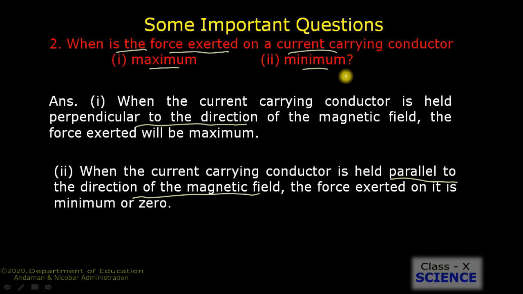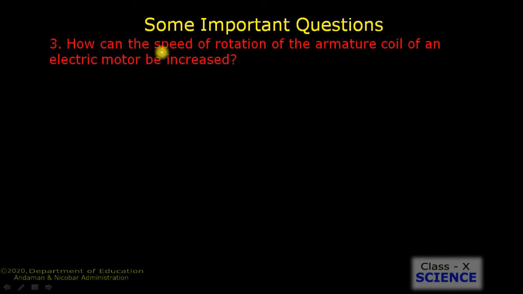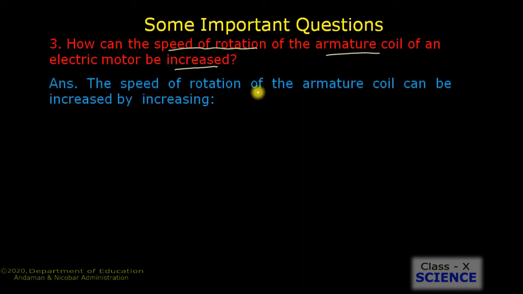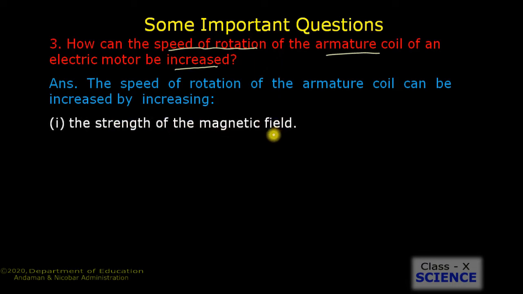Now let us see the third question. The third question is, how can the speed of rotation of the armature coil of an electric motor be increased? Now we have discussed the electric motor, right? The armature coil rotates when the current is applied. When will the speed of rotation of the armature increase? Here the speed of rotation of the armature coil can be increased by increasing the strength of the magnetic field. If we increase the strength of the magnetic field, then the rotation of the armature will be more.